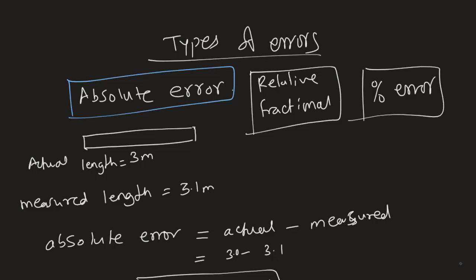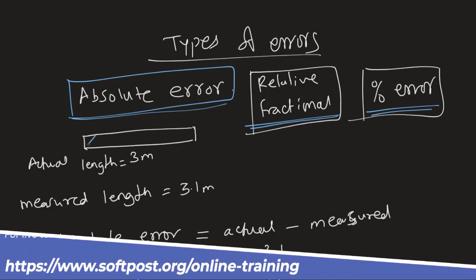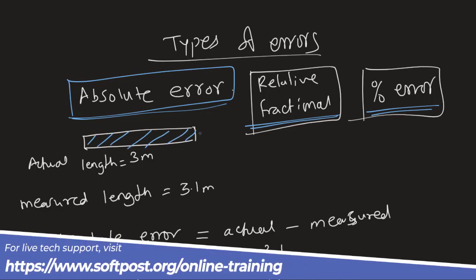In this video, I will try to explain the difference between absolute errors, relative or fractional errors, and percentage errors. So, let us start with absolute error. Let's say we have got a rod like this and we want to measure its length.